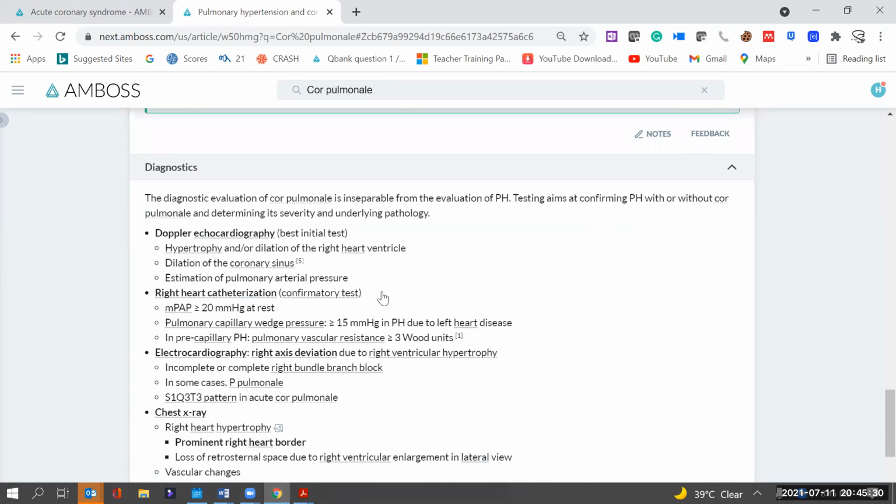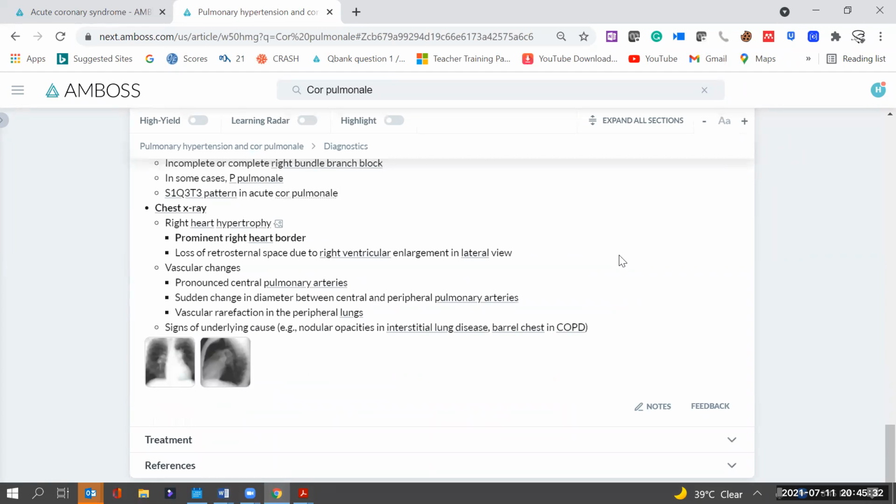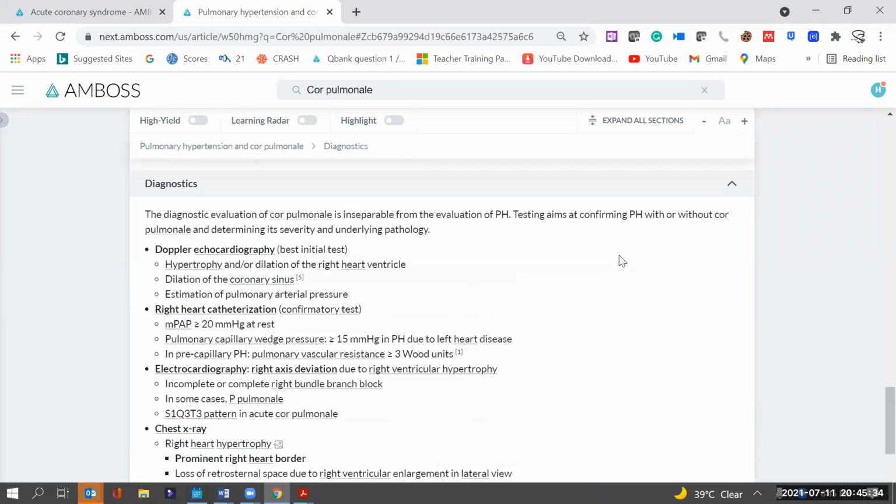From the diagnostic point of view, the diagnostic evaluation of cor pulmonale is inseparable from pulmonary hypertension, because they are actually covering two topics together: pulmonary hypertension and cor pulmonale. The presentation is almost similar, but that is only happening inside the right ventricle. But in case of pulmonary hypertension, there are many things which can go simultaneously. So testing aims at confirming pulmonary hypertension with cor pulmonale and determining its severity and underlying cause.